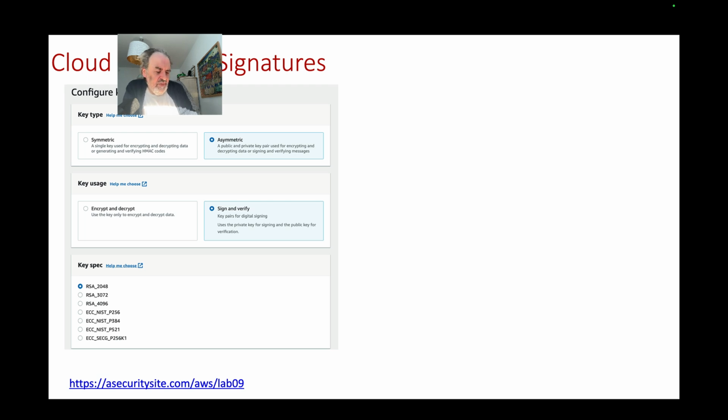Okay, so if we have a look at the cloud signatures, this is in the Amazon KMS. We can see for signing and verifying, these are the methods that we can actually use. There are the RSA methods, and there are the elliptic curve methods that we can have.